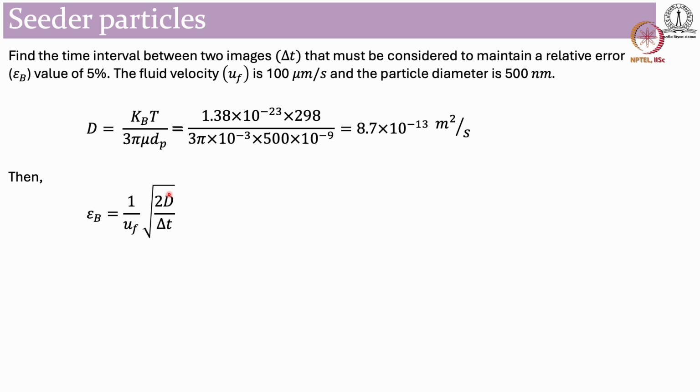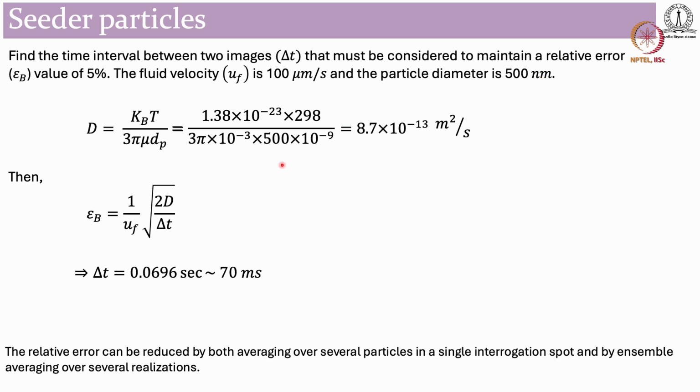Then the error term, that is the epsilon b, which we found out to be like this. It comes out from this, where you have the error that you want, that is 5%. You put it here and you get the delta t to be 70 milliseconds. So basically this is the time which you should select if you want your error because of the Brownian motion to be within 5%, with these fluid velocity and particle diameter scales.